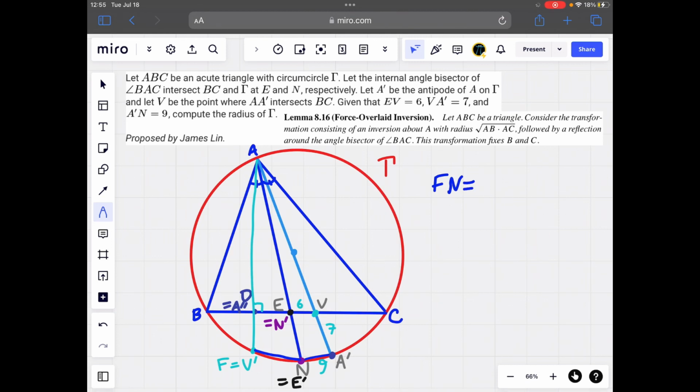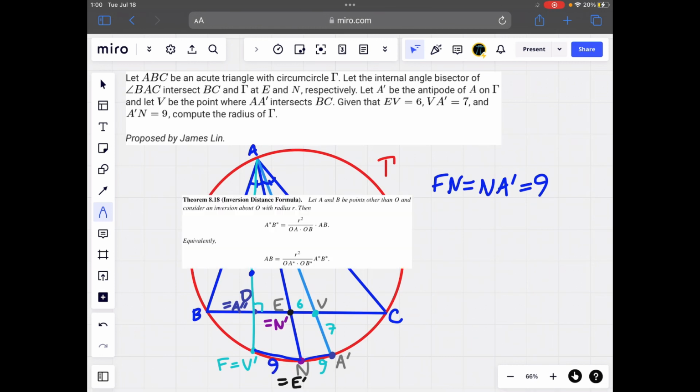We know that line AF has the orthocenter of ABC somewhere on it right here. And the midpoint of line AA' is the circumcenter of ABC. And the circumcenter and orthocenter are isogonal conjugates. So lines AF and AA' are isogonal. And that means AN, which is the angle bisector of angle A, is also the angle bisector of FAA', which means that FN is simply equal to NA', which is 9. So we can express this here as 9.